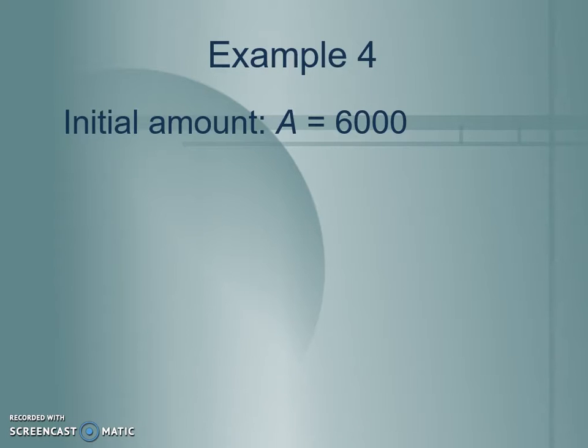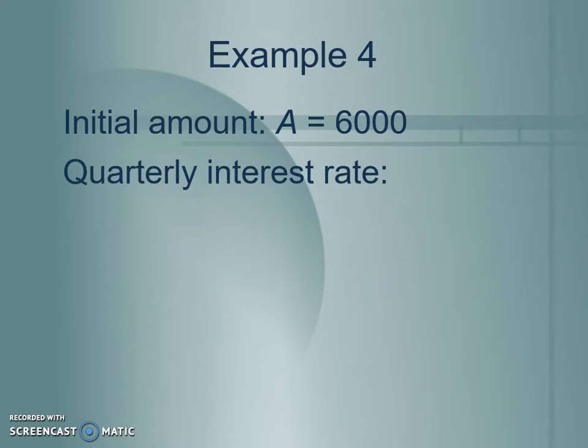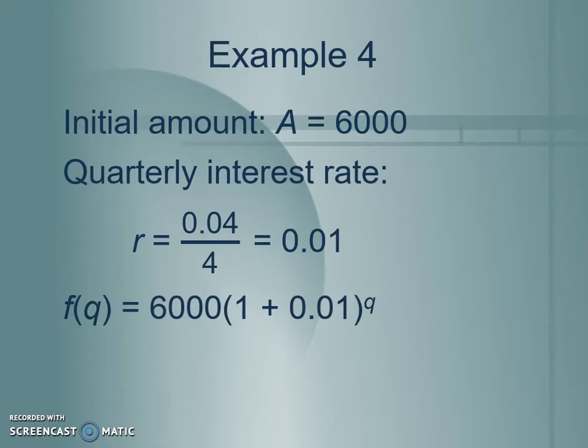So first of all, we know our initial amount is $6,000. Next up, we need to put in our quarterly interest rate. Well, we know our interest rate is 4%, and it's every quarter, so we have to divide that by 4. So 4% divided by 4 is 1%. And that's how we get our rate. Then we can plug that information into our formula.